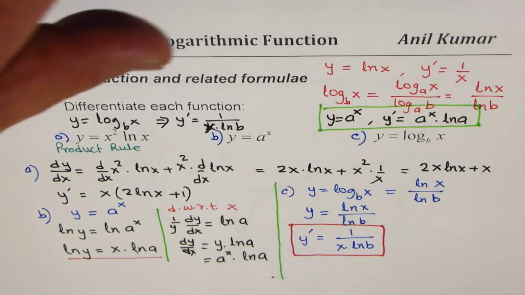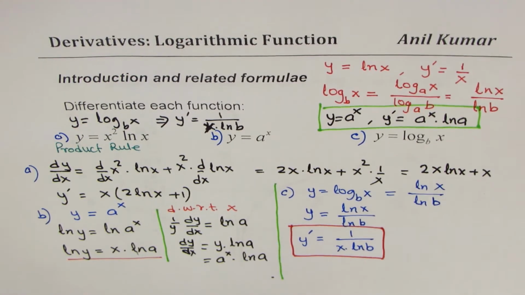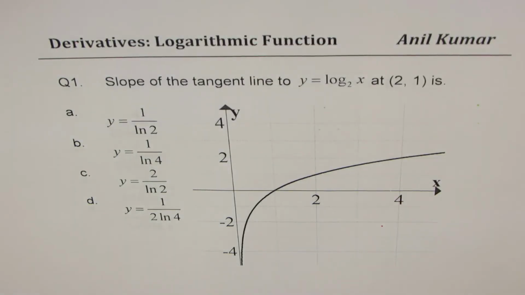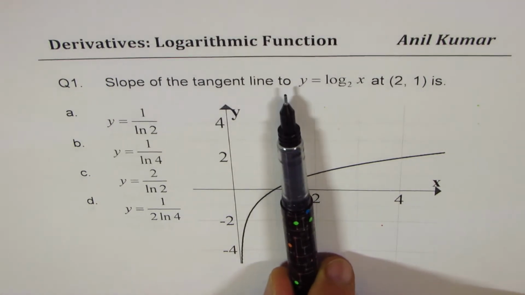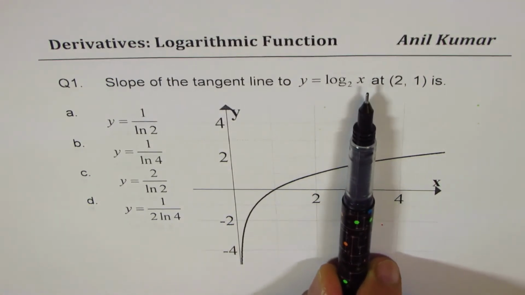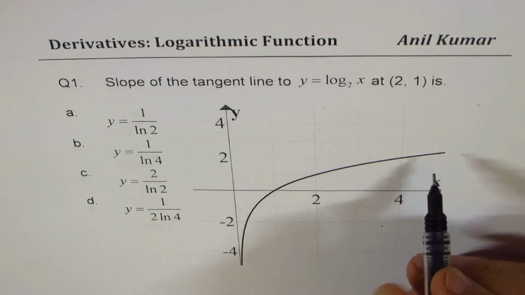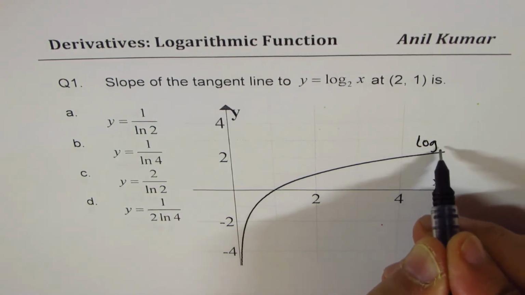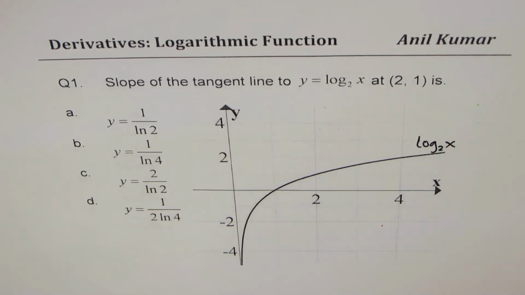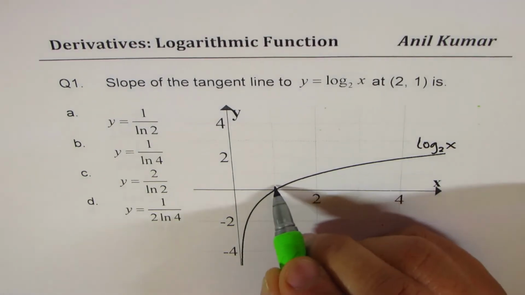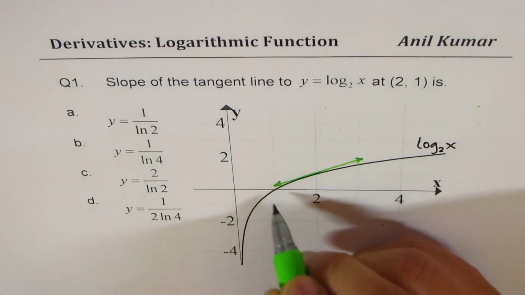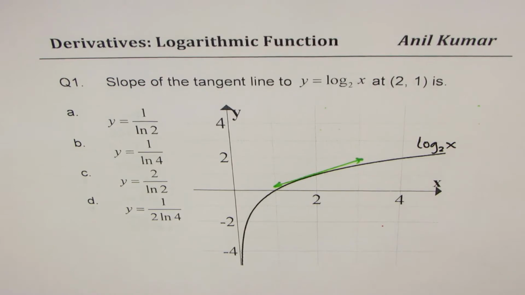So let's move forward and take a few examples. The very first question is a multiple choice question which says: slope of the tangent line to y equals log to the base 2 of x at (2, 1) is what? Now that is how a logarithmic function will look, right? So this is our log to the base 2 of x function. We are trying to find the slope of this function at x equals 2. So somewhere here, right? This is what we are trying to find: the slope of this tangent line.